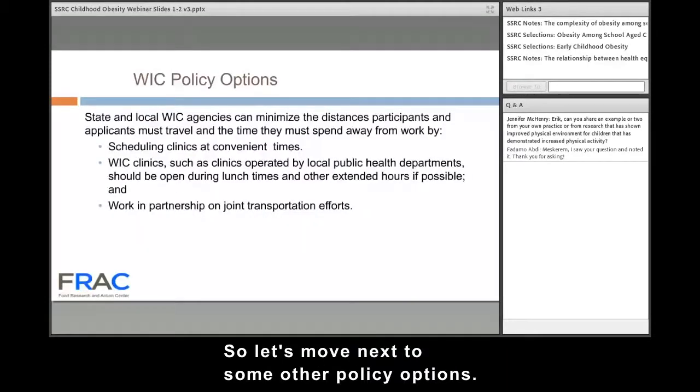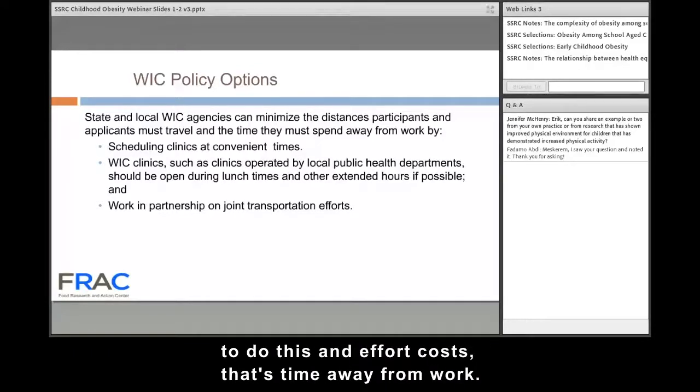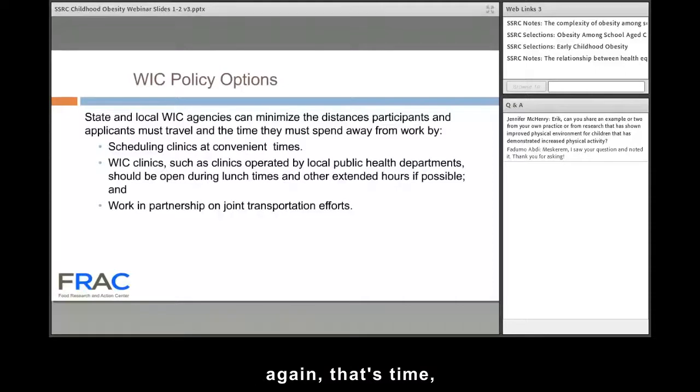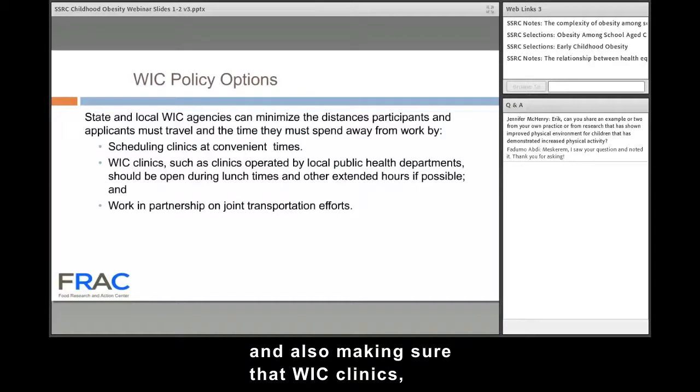So let's move next to some other policy options. If we think about the total time it takes for people to do this and effort costs, that's time away from work. If we think about the distances that people have to travel, again, that's time, and it starts raising transportation issues. So some of the key state policy options are scheduling clinics at convenient times, and also making sure that WIC clinics, such as local public health departments, are open, for example, at lunchtime. I have to say that in some places, public health sort of acts like they have banker's hours, basically. Well, we're all going away for lunch. Well, that's not good if you're a WIC clinic, so you need to be open at lunch, so stagger lunch times, that sort of thing.